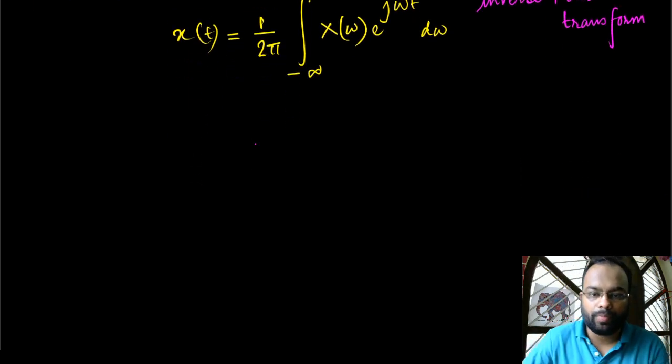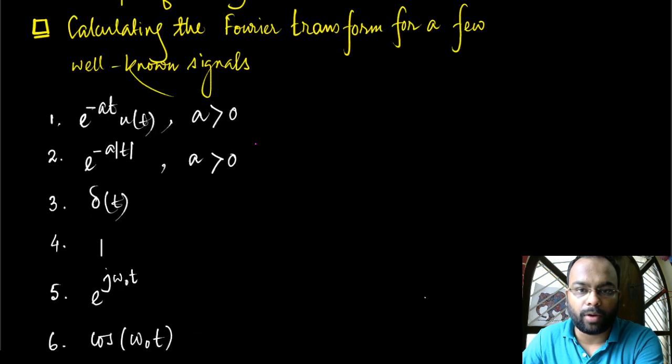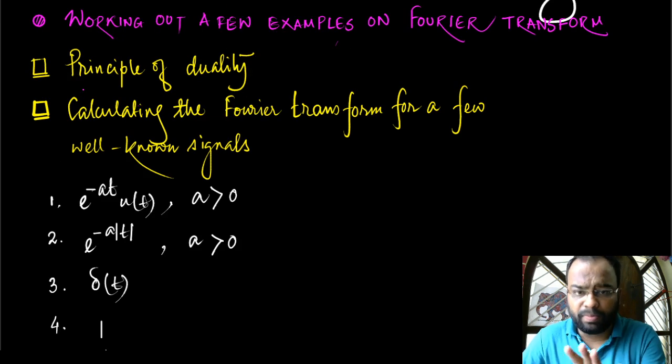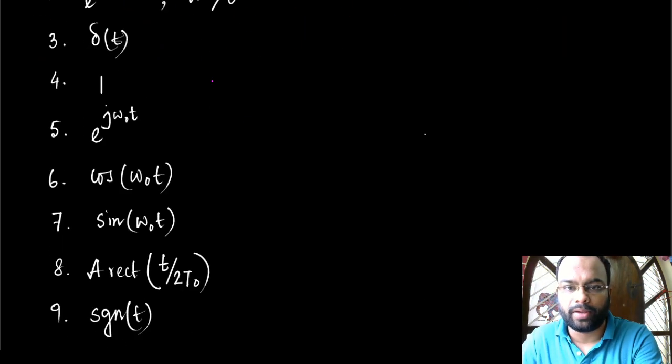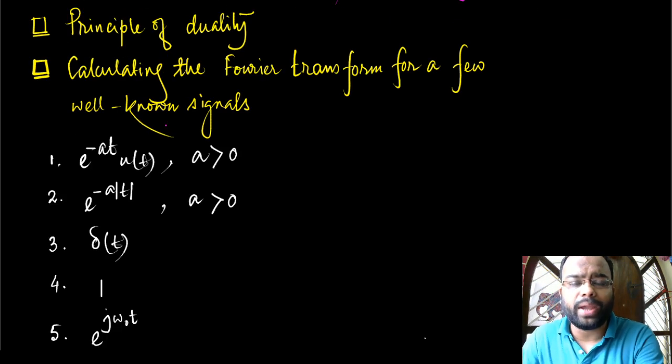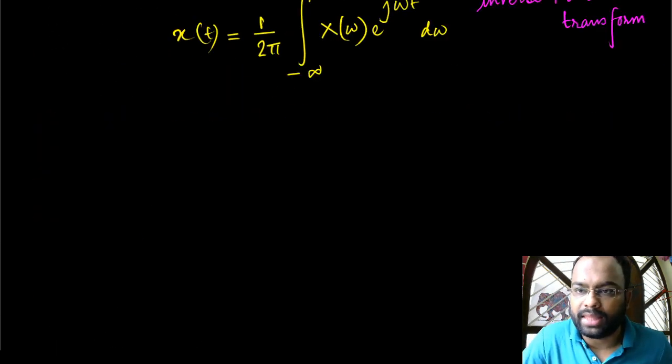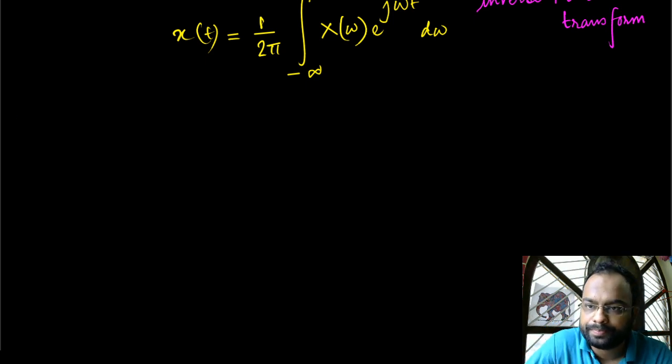Right. So again, what are the list of problems? Let's start calculating a few simple Fourier transforms. And before I need the principle of duality, I shall tell you about the principle of duality, so don't worry. So we are calculating the Fourier transform of this signal. Let's start with this signal, the Fourier transform of delta t. Let's start with that particular example.